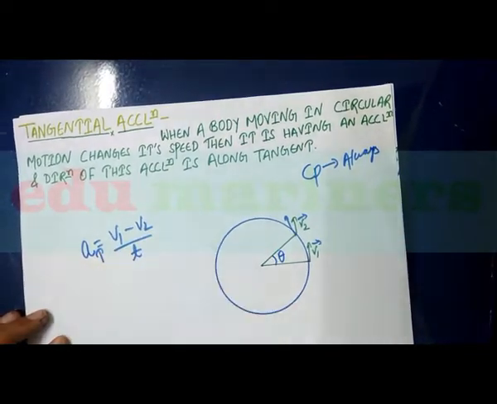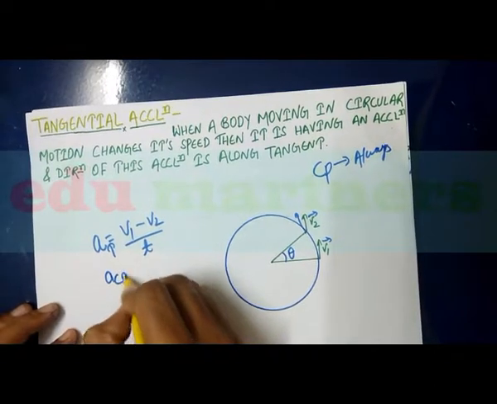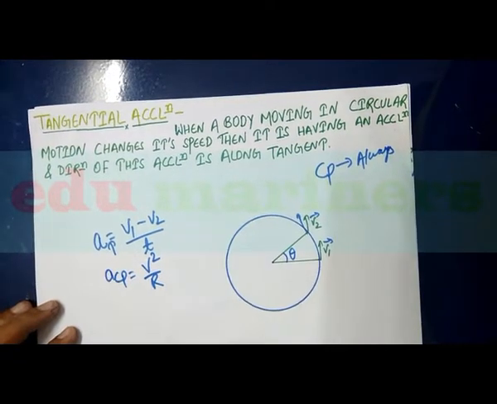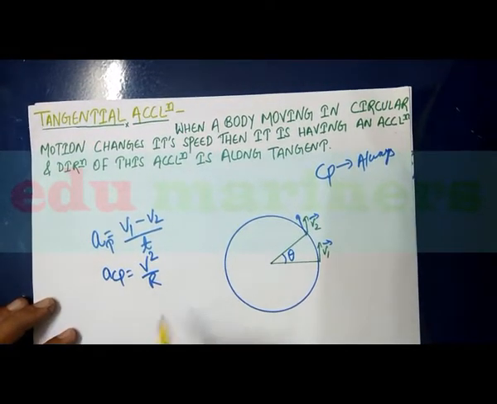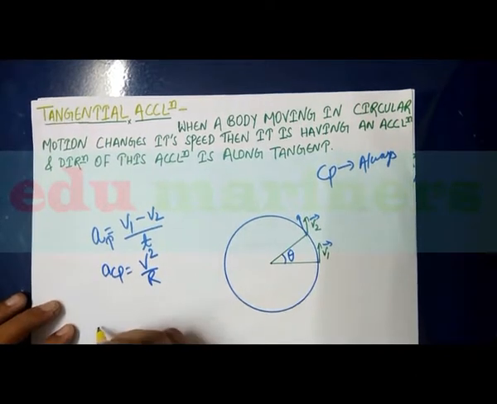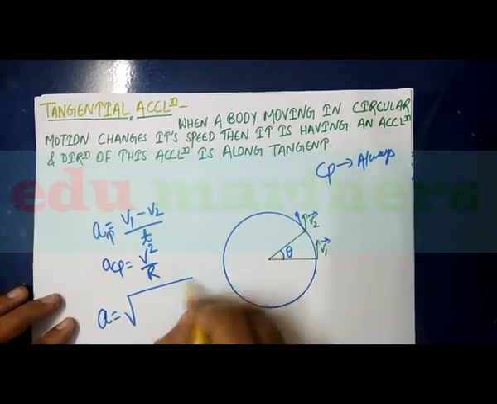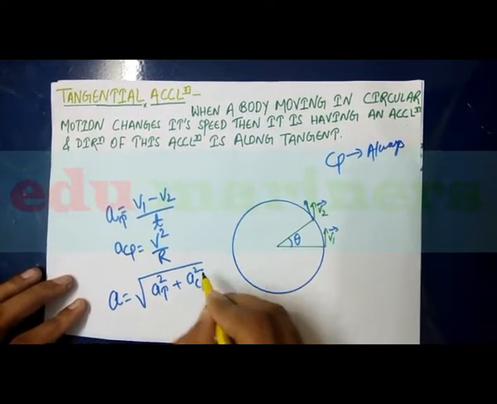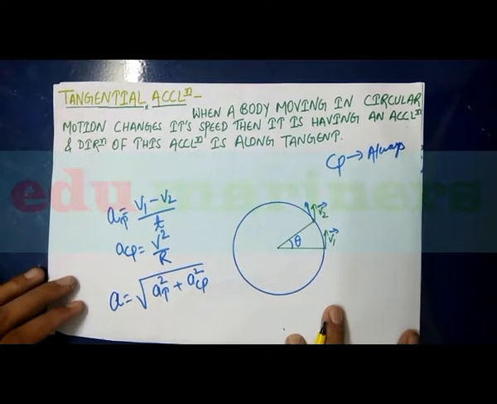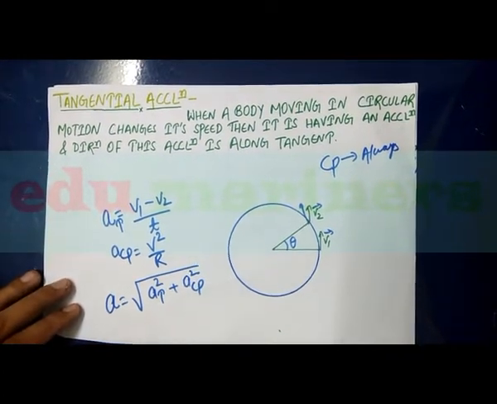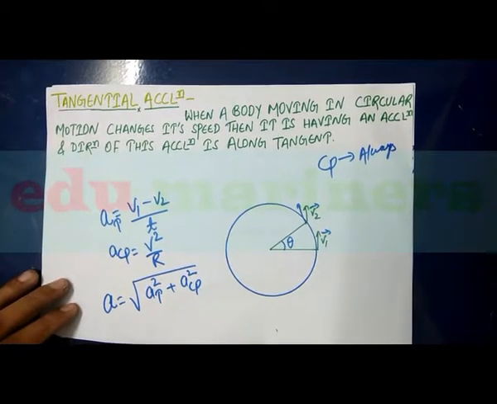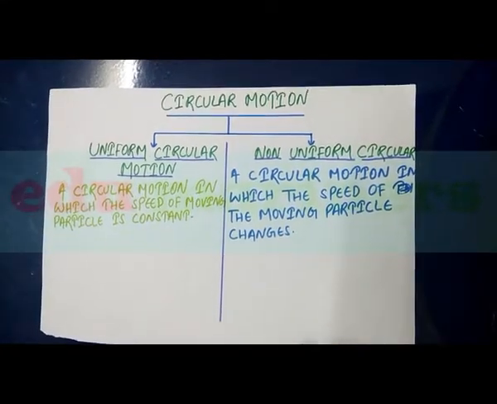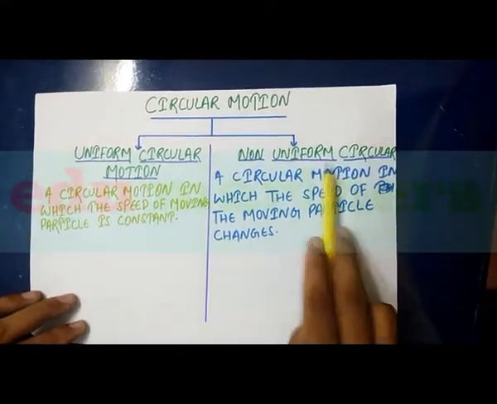So this is called tangential acceleration, and we have defined ACP, that is centripetal acceleration, as equal to v square by r. So when circular motion is taking place, for the generalized case, we can write the acceleration as root under AT square, that is the tangential acceleration squared, plus ACP square, that is the centripetal acceleration squared. On the basis of different types of velocity and acceleration, we divide circular motion into two parts, uniform circular motion and non-uniform circular motion.